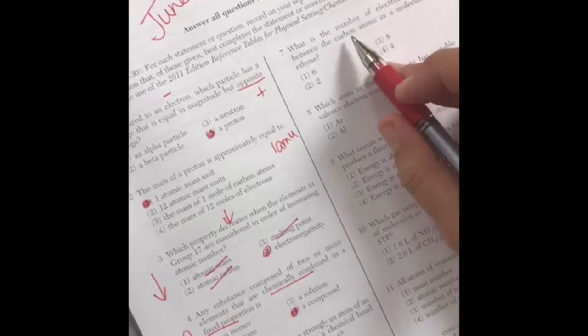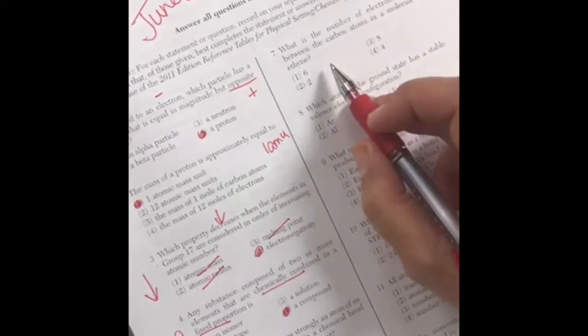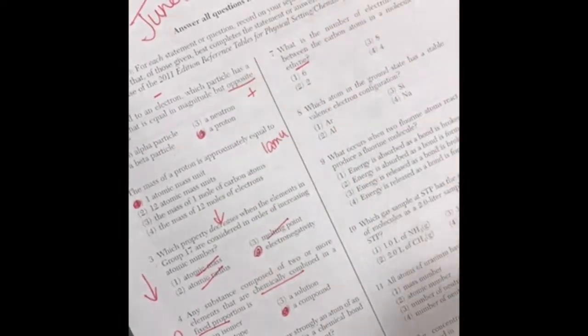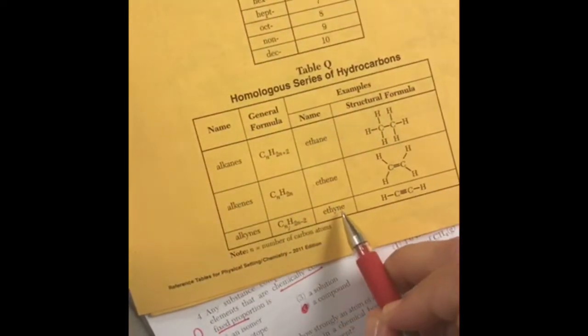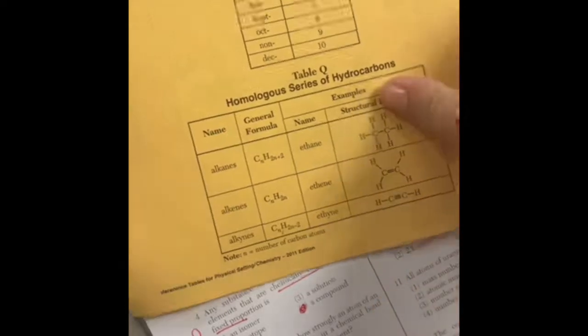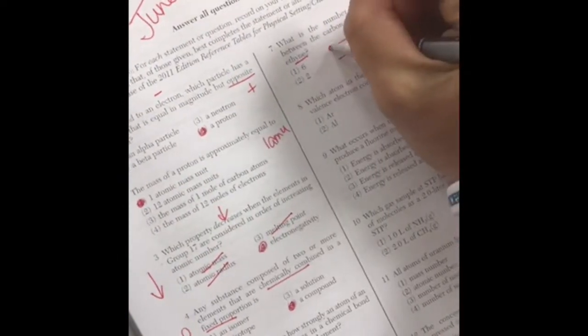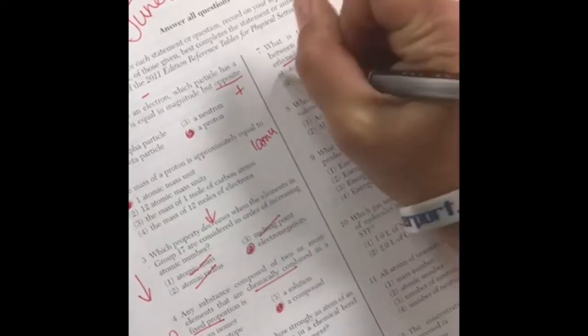What is the number of electrons shared between carbon atoms in a molecule of ethine? Ethine ends in YNE. I could go over here and check if I'm not sure. You go to Table R and you look up the YNEs, and YNEs have a triple bond. So a triple bond, each bond has 2 electrons shared. So that's 1, 2, 3, 4, 5, 6 electrons are shared in ethine.